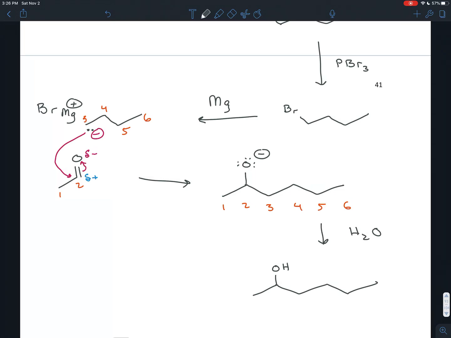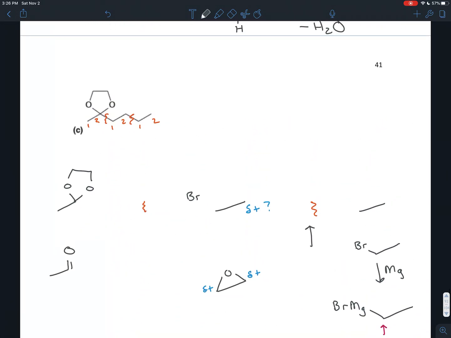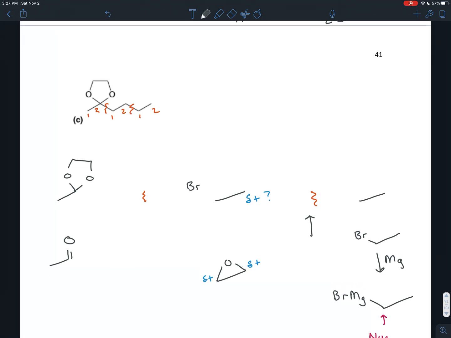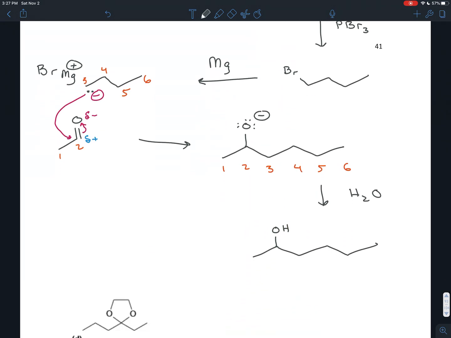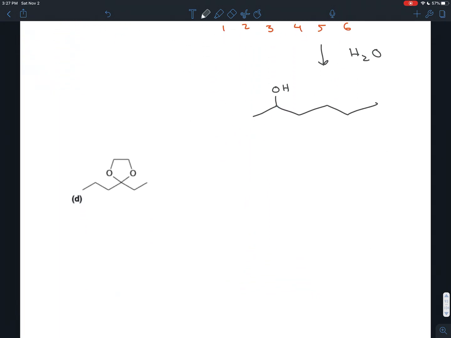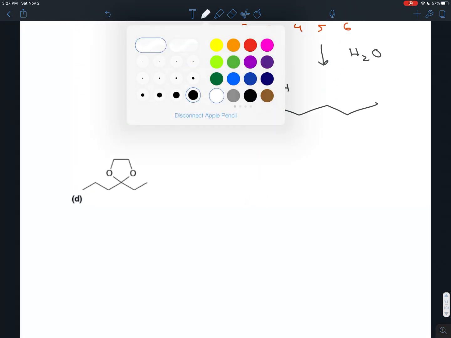All right, well, we're almost there. We have our 6-carbon chain, so at least we've got that. Now we just need a carbonyl here, and then we can use a diol to create the acetal. So let me make a little bit more space.